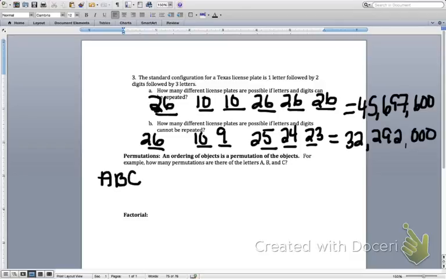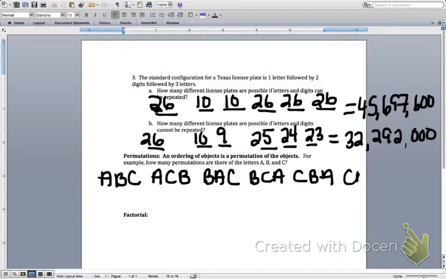A, B, and C is different than A, C, B, which is different than B, A, C, B, C, A, C, B, A, and C, A, B. When we write them all out, we can clearly see that there are 6 different ways that you can order A, B, C. Remember, permutations are when order matters.